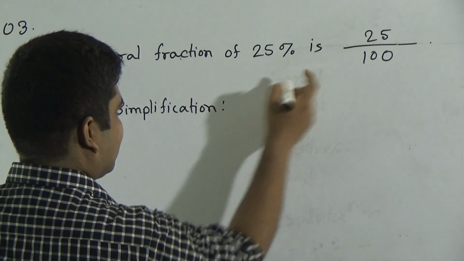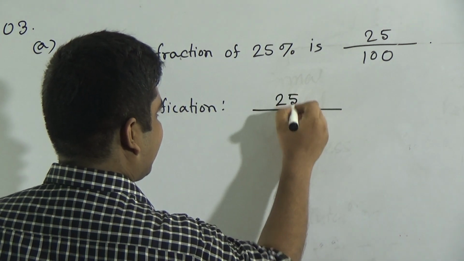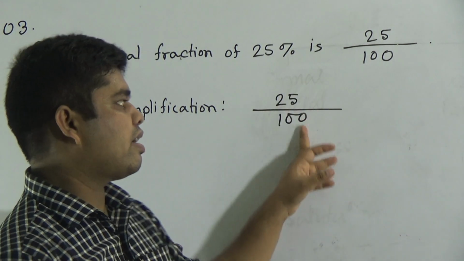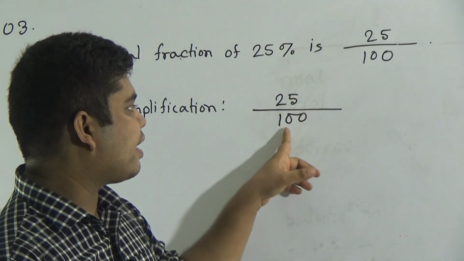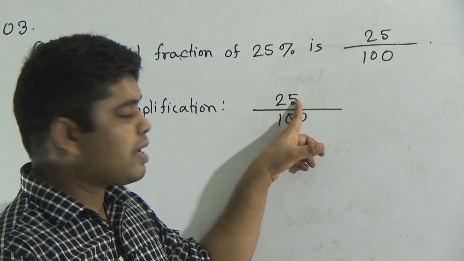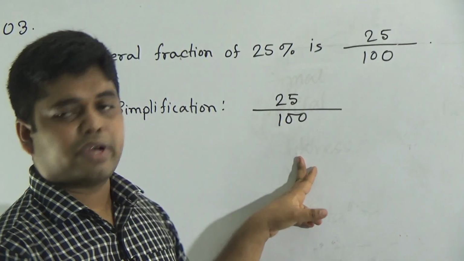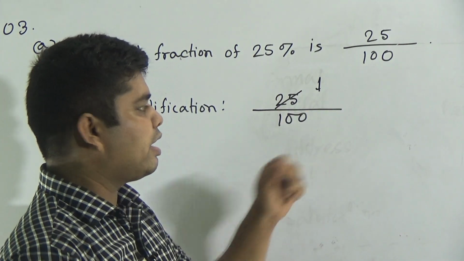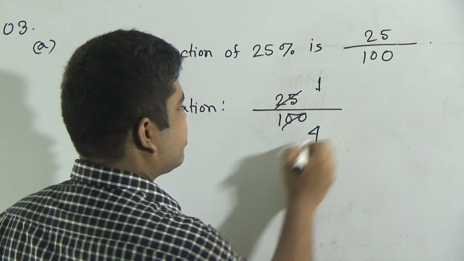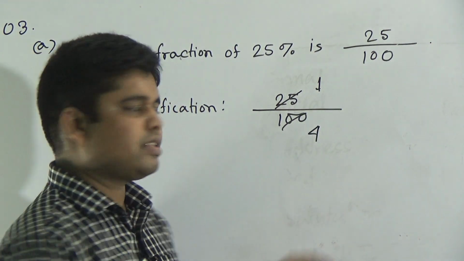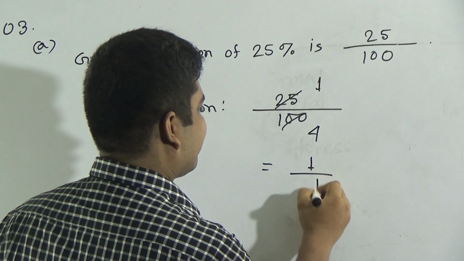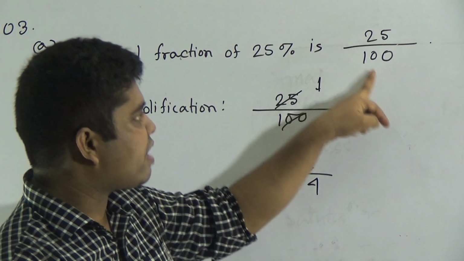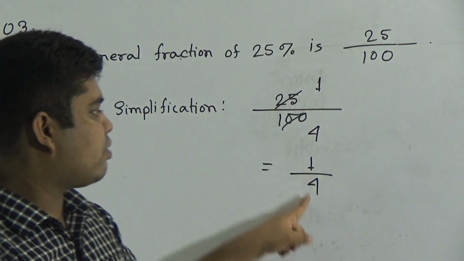Simplification. Now the general fraction is 25 by 100. My dear students, notice, now we cut this, that means numerator and denominator both. Notice here 25, here 100. We divide 25 by 25 and also divide 100 by 25. If we divide 25 by 25 we get 1. If we divide 100 by 25 then we get 4. So we get 1 as numerator and 4 as denominator. So 1 by 4 and it is the answer. So we find two answers of this question. General fraction is 25 by 100 and simplified form is 1 by 4.